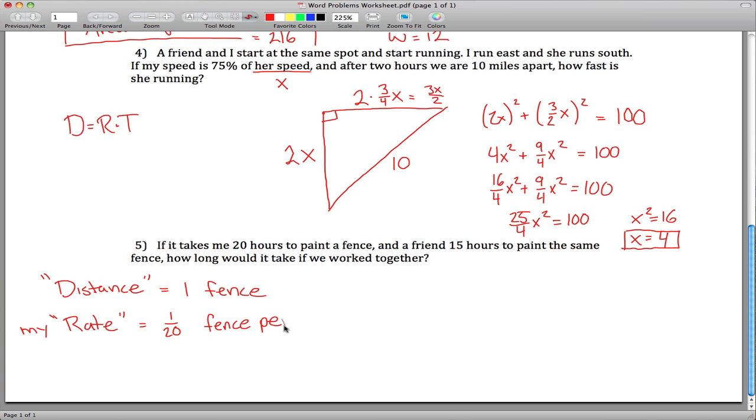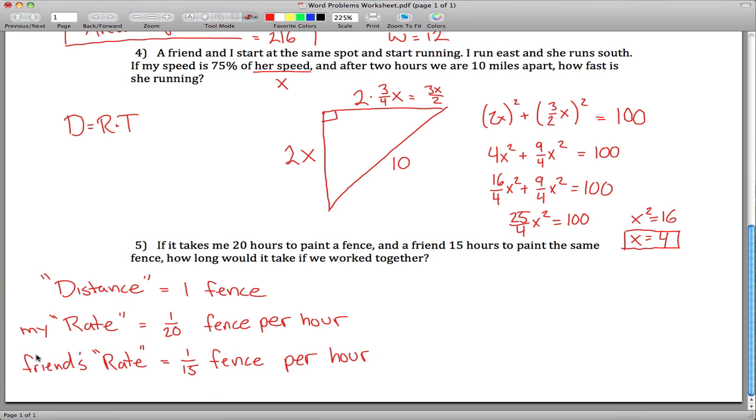Fence per hour. You don't need the units, but I'm just putting them in there so maybe it makes more sense to you. So we got my rate. We can figure out my friend's rate, again with quotation marks. She takes 15 hours to paint a fence, so she paints a 15th of a fence per hour.